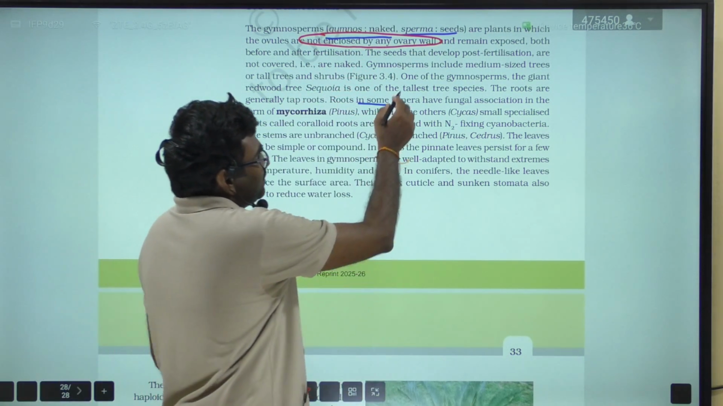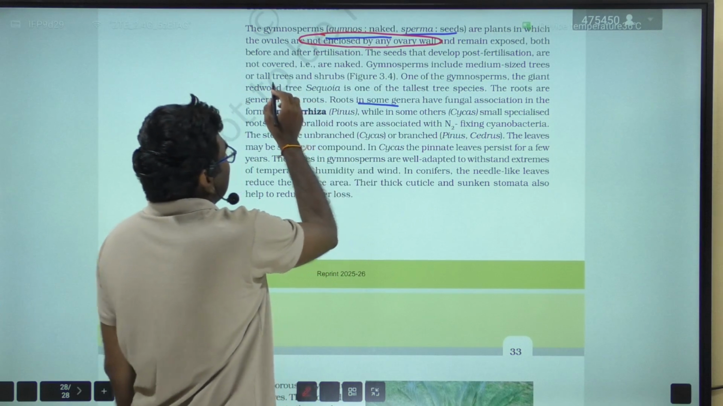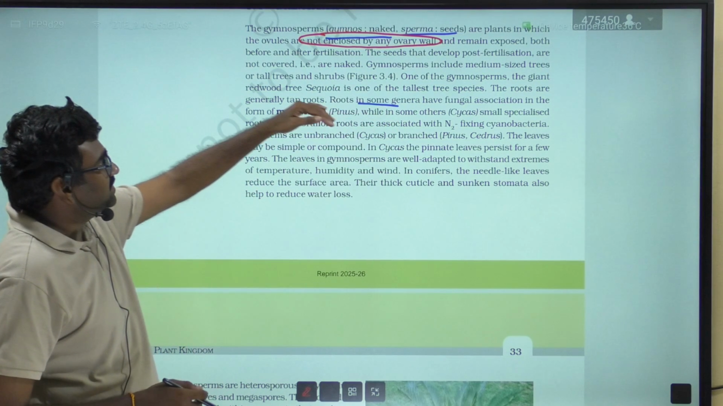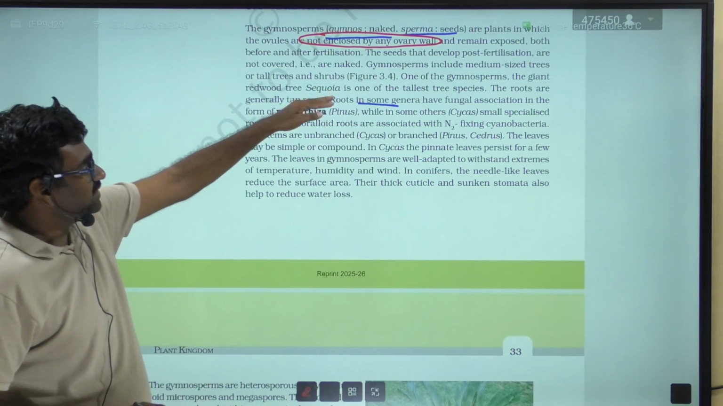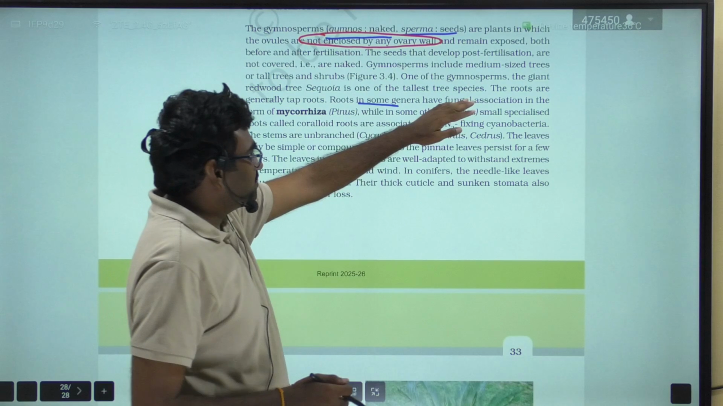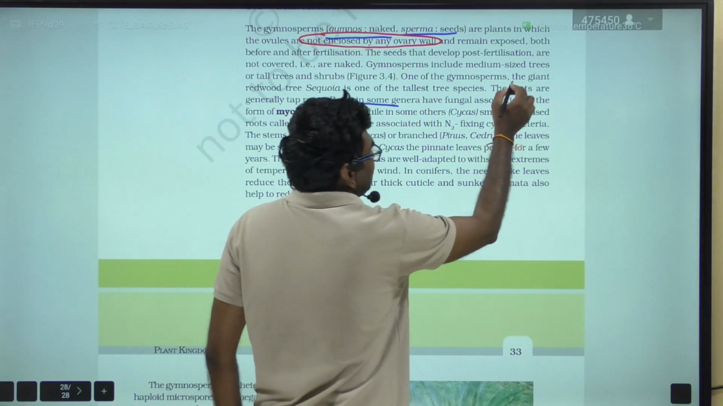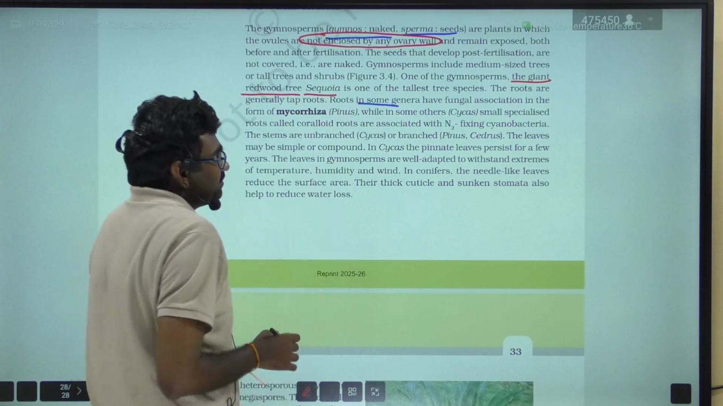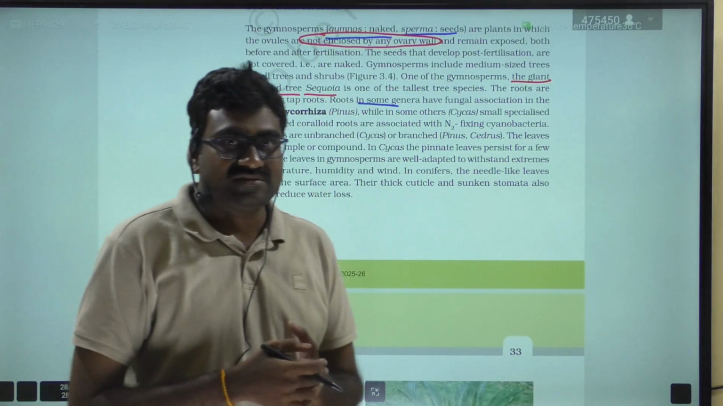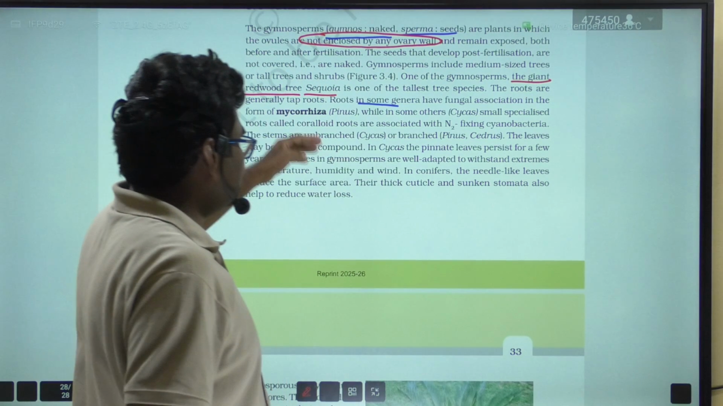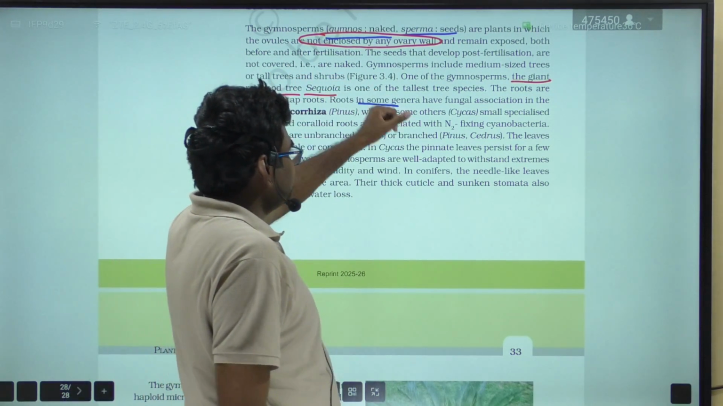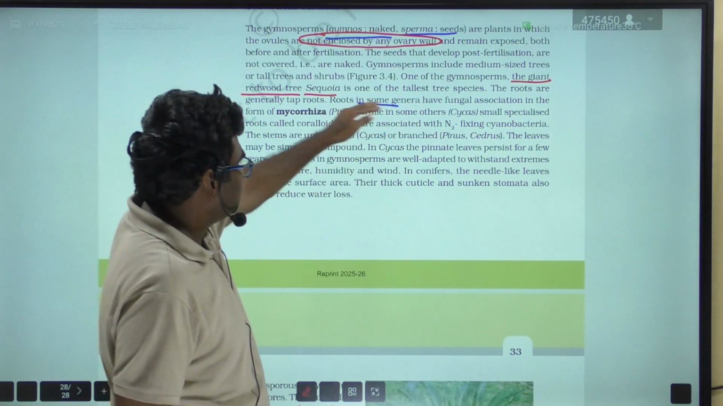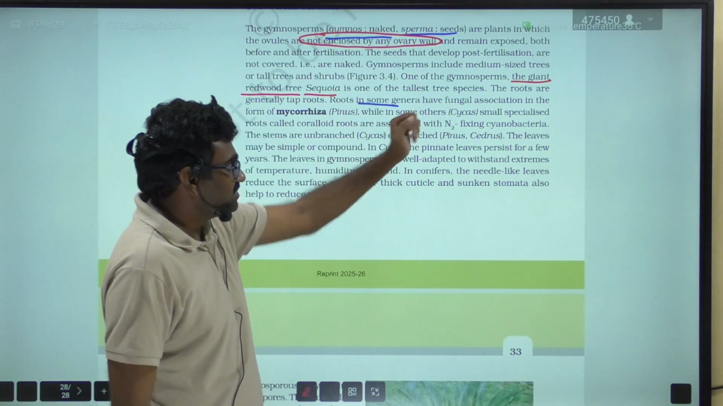So the seeds that develop post fertilization are not covered, that is, they are naked. Gymnosperms include medium-sized trees to tall trees and shrubs. One of the gymnosperms, the giant redwood, is very important. The tallest is the Sequoia, and the smallest is the Zamia. Sequoia is one of the tallest tree species.